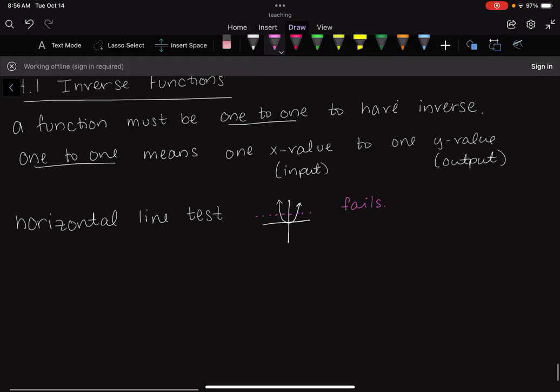Now for those of you who are going to maybe go on to the 240 series, there is still a way that you can take the inverse of a function like this, but you have to do what's called restrict the domain. Basically, we could say, okay, what if we only look at half the parabola? And then we'd be able to find the inverse. But that's for later, though. We won't do anything like that necessarily right now.